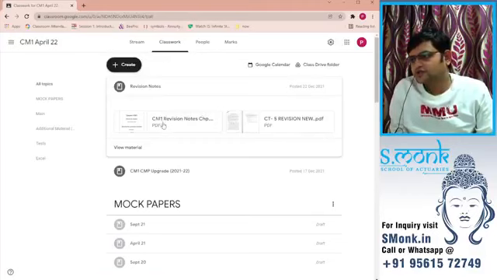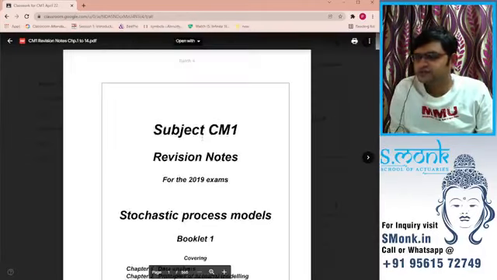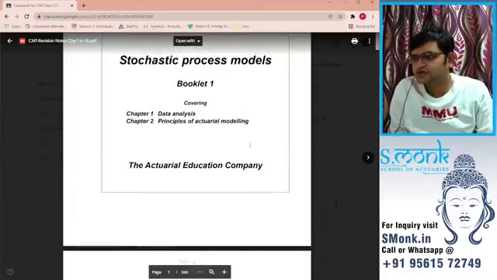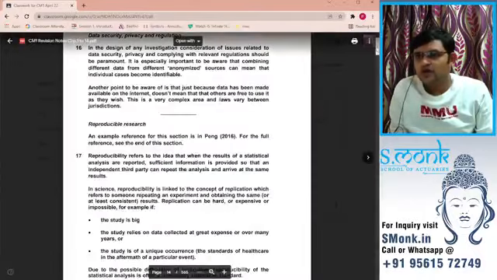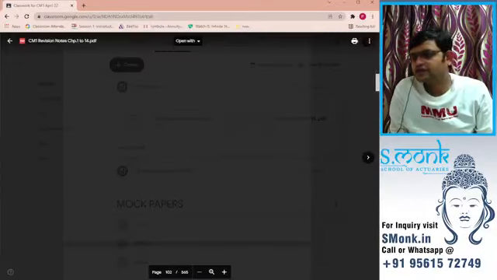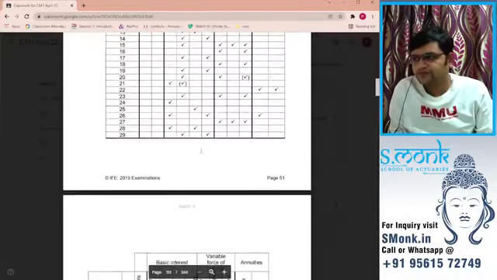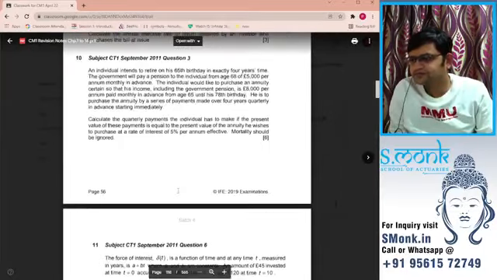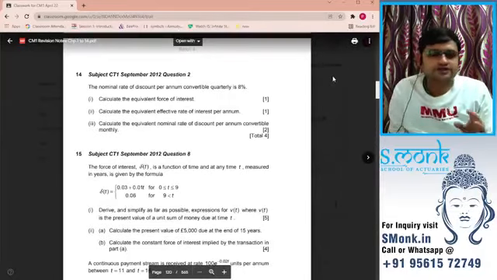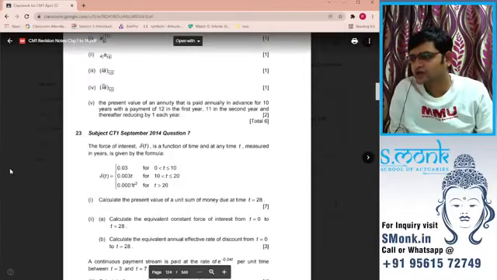So for CM1, these revision notes are chapter wise. Some chapters are combined. A lot of questions we have already covered in the assignments that are given to you, so a lot of questions might be the same, but a few will be different. You can go through them, but I would suggest you do this after you have done all the assignments. These are more additional practice questions that you can do.